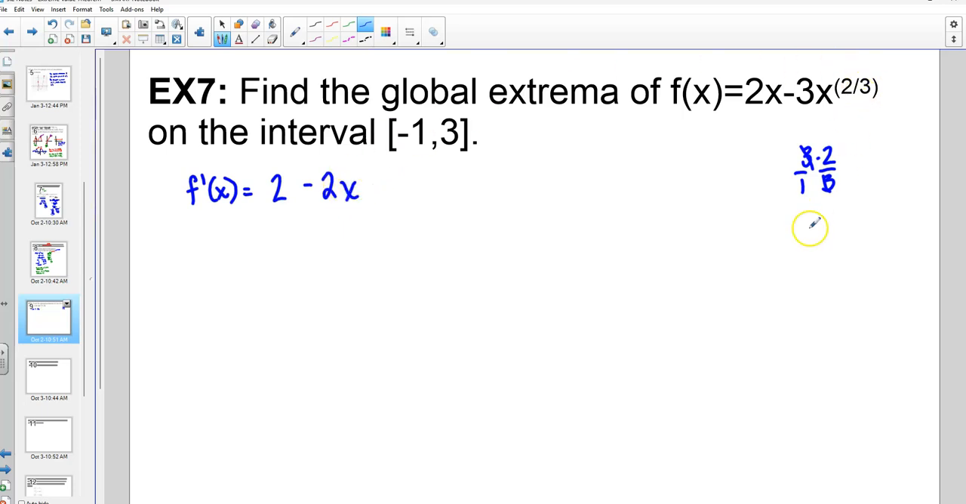X to the, I have to do 2/3 minus 1, which is 2/3 minus 3/3, which gives me -1/3. Alright, just the power rule there. It's just got some fractions, which makes it a little more difficult to deal with. Now, before I try to find critical points, I think it will be easier to send this back down to the bottom and make it a root. So I would have 2 minus 2 over the cube root of x.